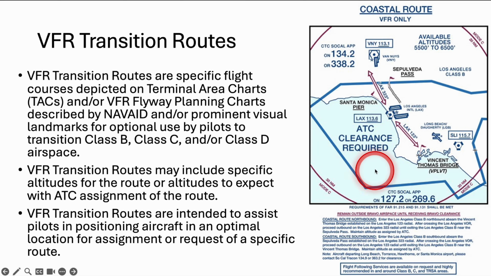And it'll have the depiction here at the top of what navaid is being used. In this case, it's going to be the LAX VOR. And then underneath that, it will have the directions. So how to use that route, what altitudes are preferred. So in this case, if you're going northbound, you're going to be at 6,500. If you're going south, 5,500.